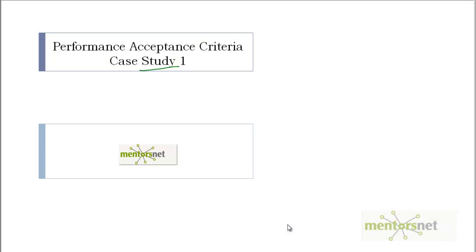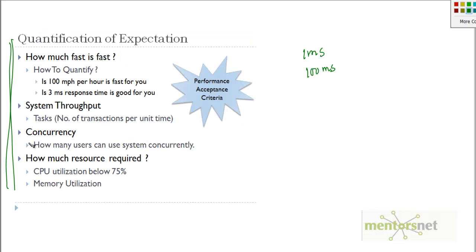Hello, welcome back. In the last video, we learned that we need to define performance acceptance criteria, and we saw some examples of quantifying the expectation: how to define how much it should pass, system throughput, concurrency, and resource requirements.